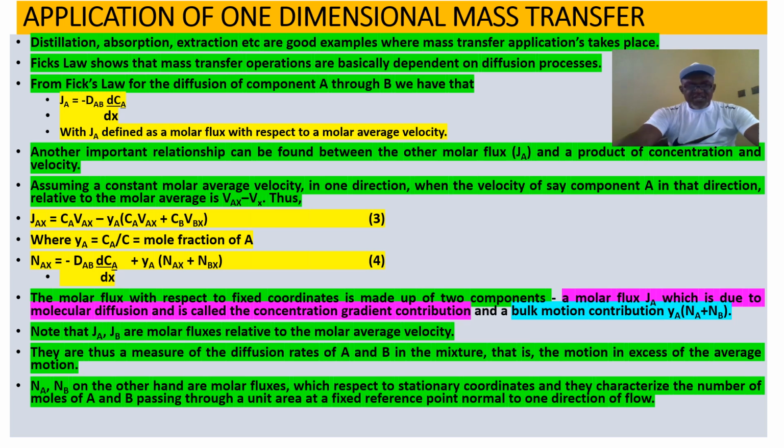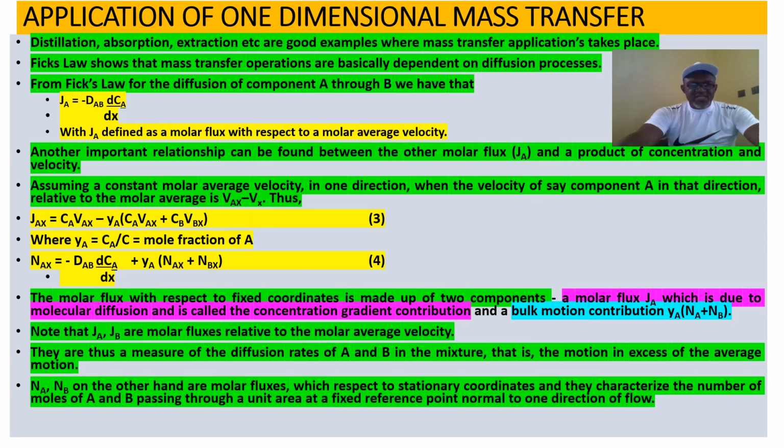A molar flux JA, remember our JA is DAB dCA over dx. So the first component there is JA, and then the second component YA into NAX plus NBX. So we're saying a molar flux which is due to molecular diffusion and is called the concentration contribution, and the bulk motion contribution, which is the YA into NA plus NB in the X direction. That's why you have NAX plus NBX.